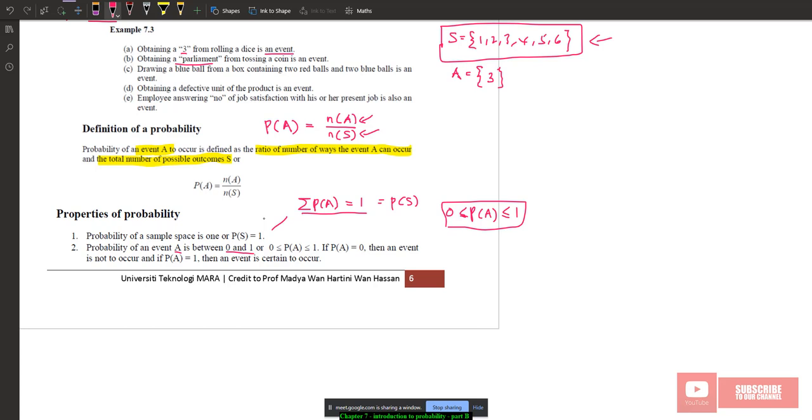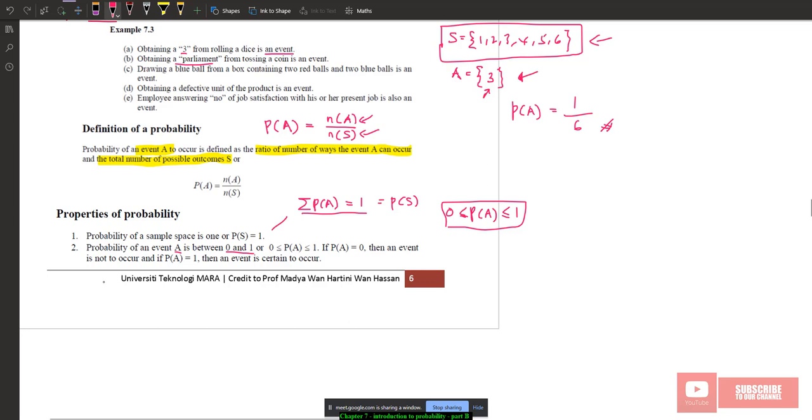So I just roll a die one time, and I get 3. So the probability of getting A is equal to the number of events in A, which is only once, so 1. This is divided by the denominator, n(S), which means the number of all possible outcomes. So you have 1, 2, 3, 4, 5, 6, so divide by 6. The probability of event A is 1/6. So that is the definition of probability.